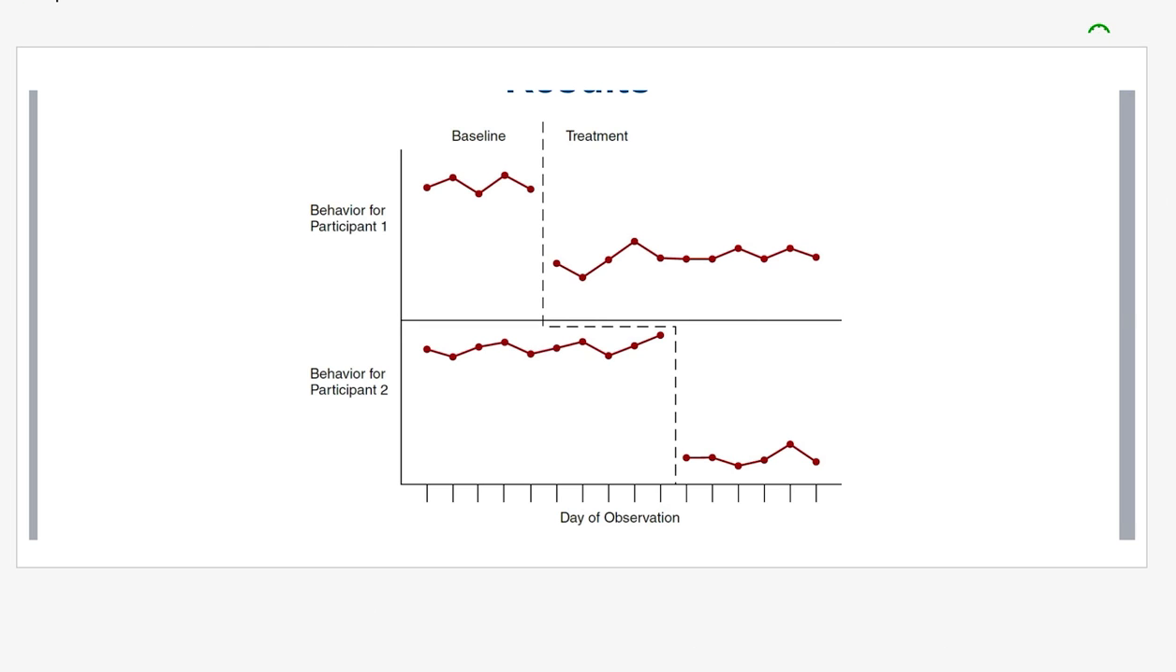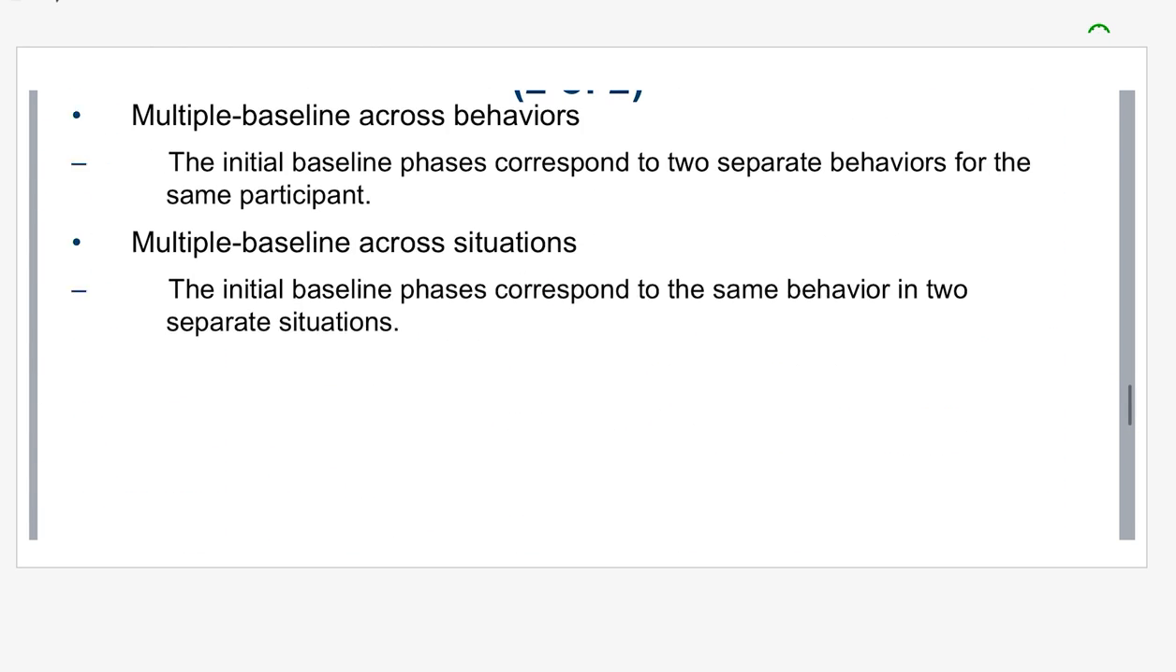And because they were initiated at different times, we can be confident that it wasn't some sort of outside influence, because the only thing that changed was the initiation of the treatment. They were done at completely different times. So that's why you start at the same time but initiate the treatment at different times. And that's that way of showing that replication component.